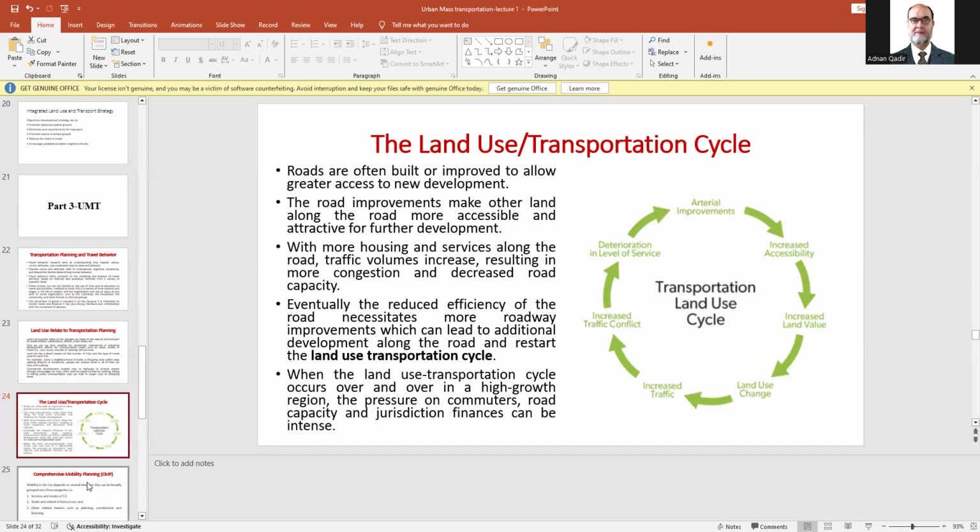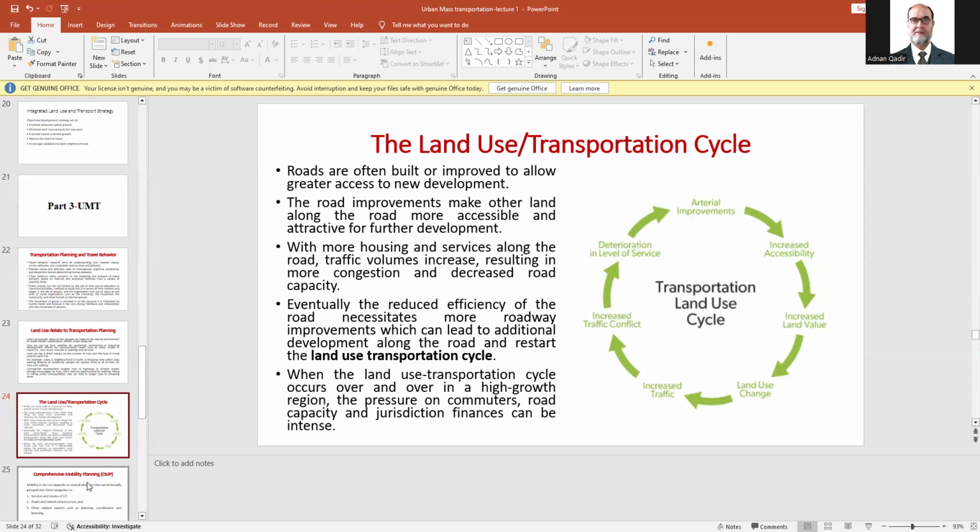and this land use change will increase the traffic. And when this traffic increases, the traffic conflict increases, and consequently there is a deterioration in level of service. With increased traffic, there may be congestion or surges. So again, for that we have to increase the lane width or add an extra lane.